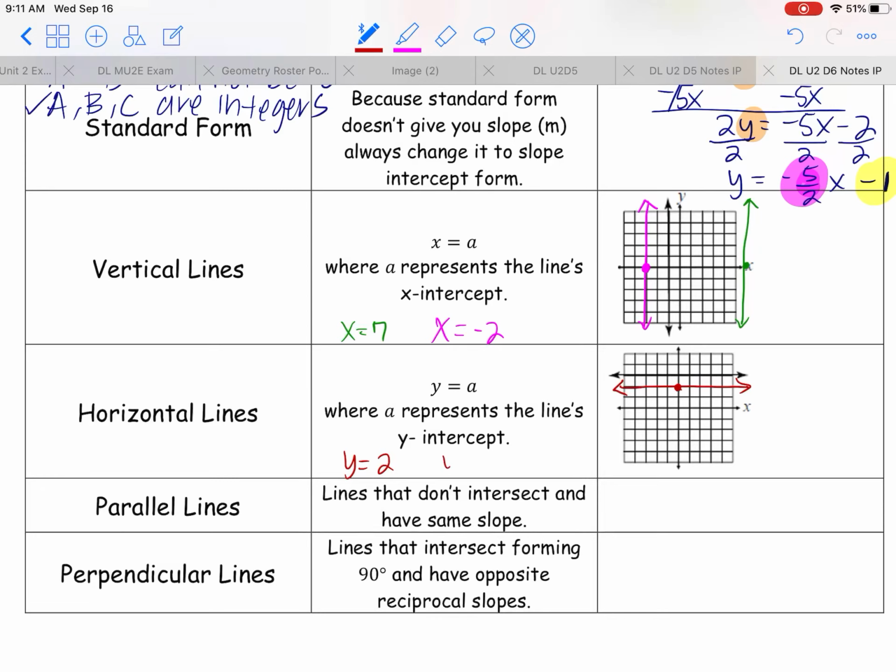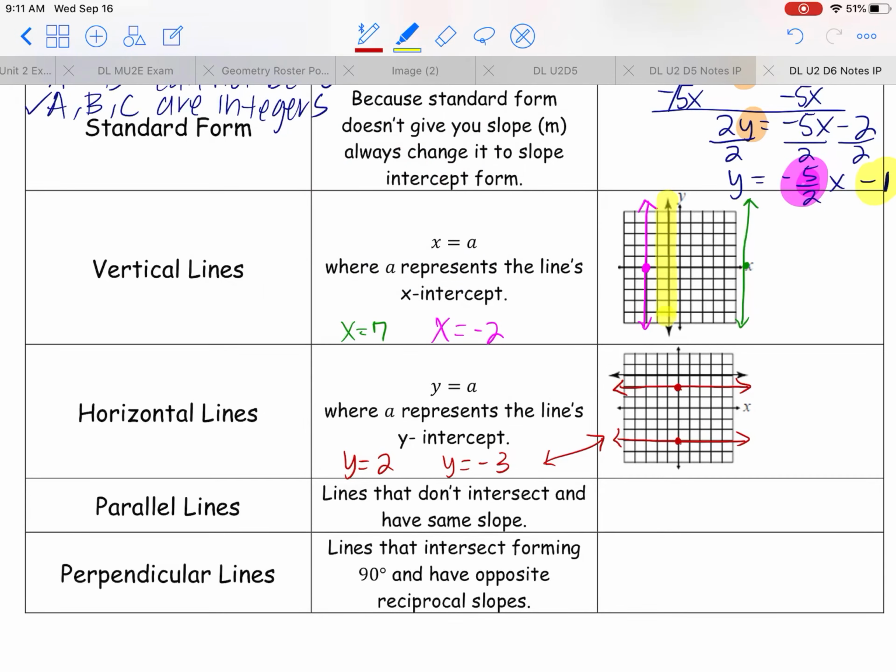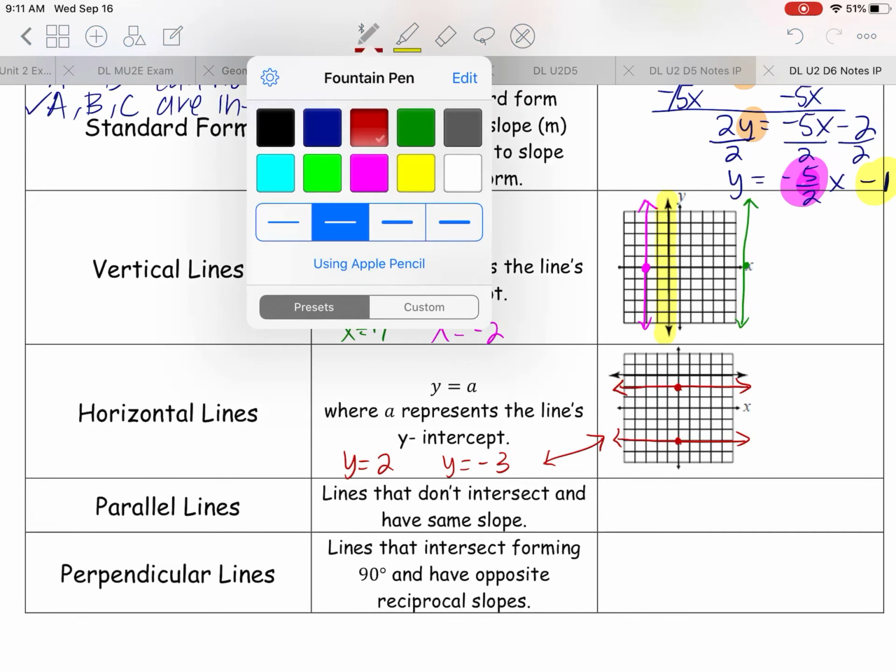Okay? So if I give you another example, y equals negative 3. I go on the y-axis, negative 3, right here. I forgot to change the color. But that's going to be my horizontal line for the equation y equals negative 3. They were giving you two examples here. So like that example, that line right there.